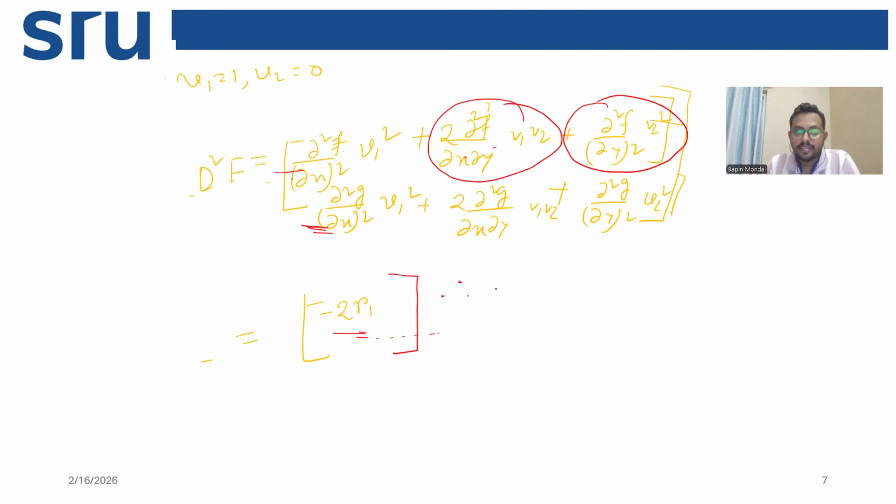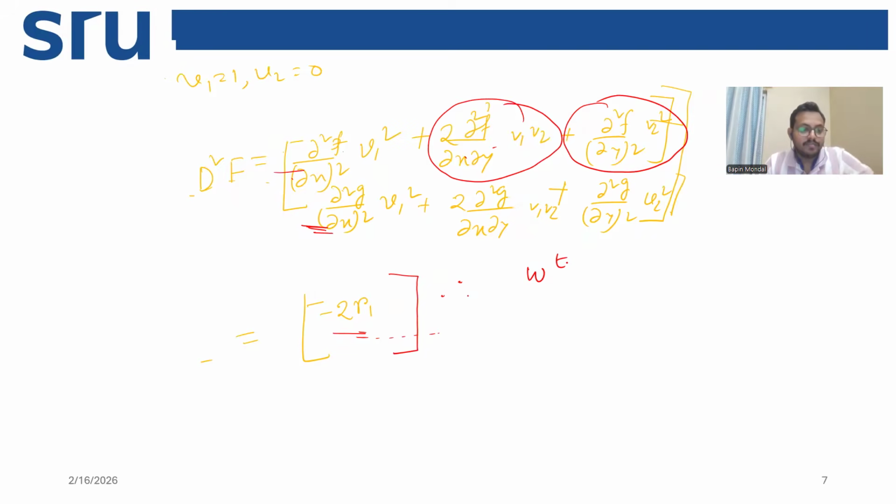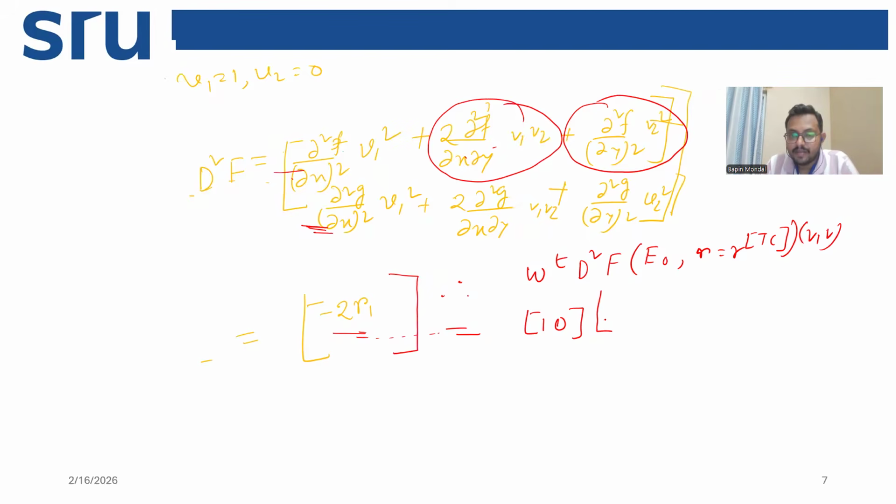So now going to the condition again. If we write the condition, WT G square F at E0, R equal to RTC, V, V. It is finally given: WT means 1, 0, and this whole thing gives minus 2r1, something like a number, maybe we consider a big number A. If you multiply, we have minus 2r1, which is not equal to 0 because r1 is a parameter and r1 is greater than 0.